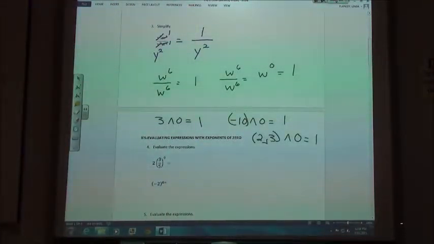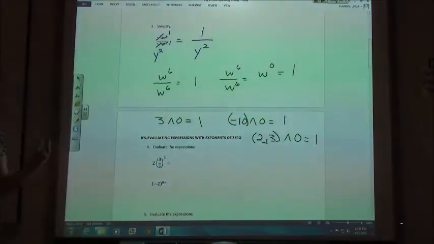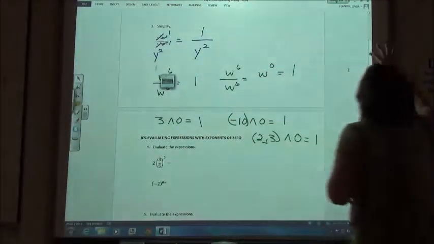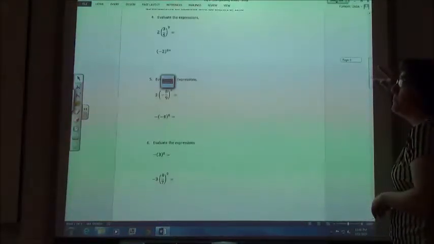Everything we typed into the 0 power, provided we typed it in correctly with the parentheses, gives you 1. So by definition, anything to the 0 power is equal to 1. We are now going to evaluate some things that have a 0 power in them.